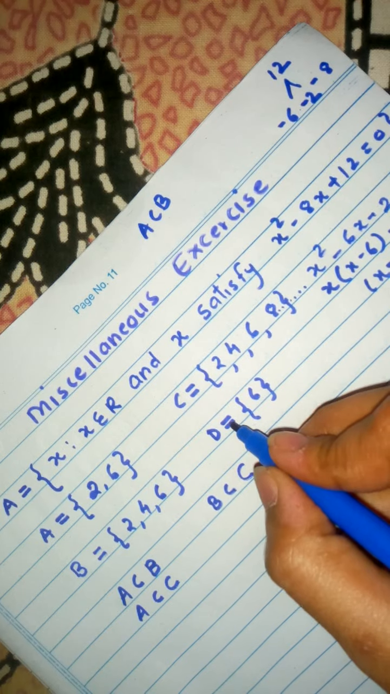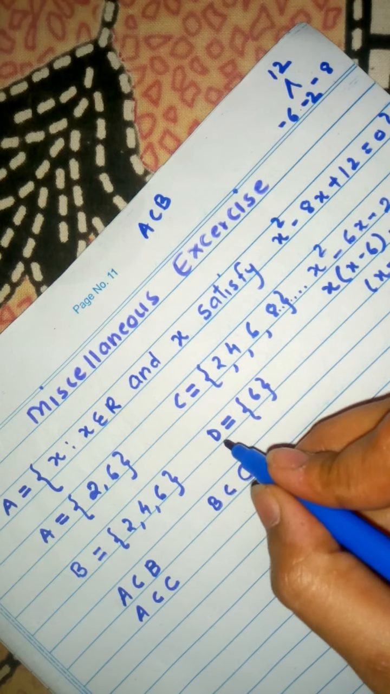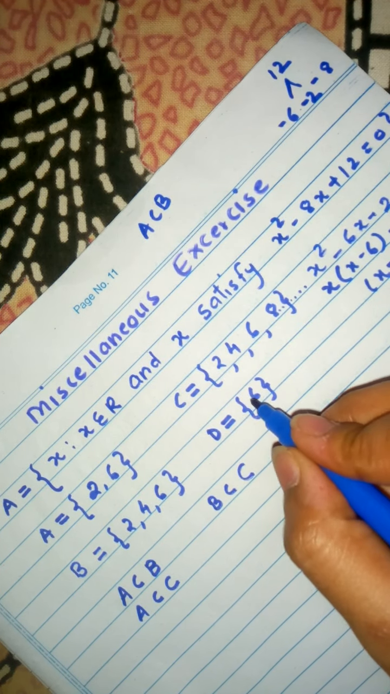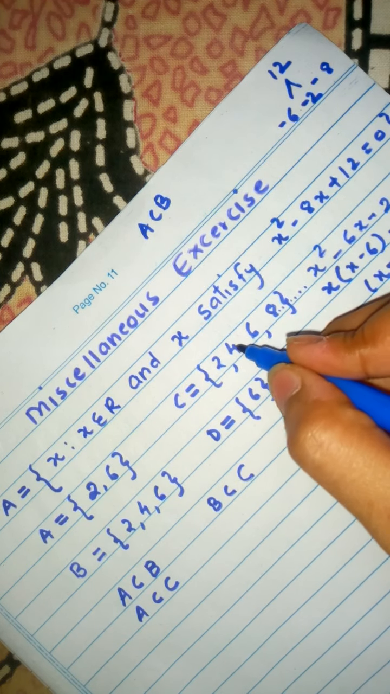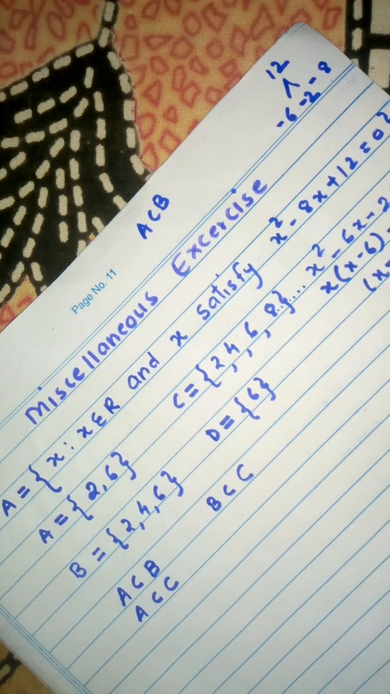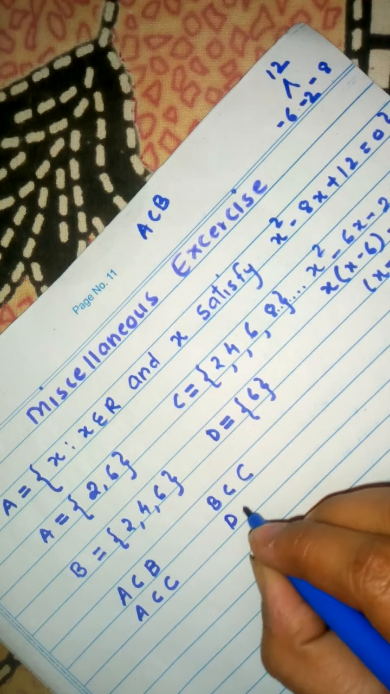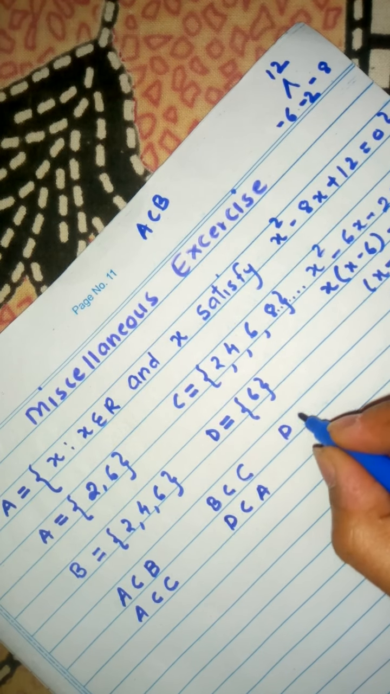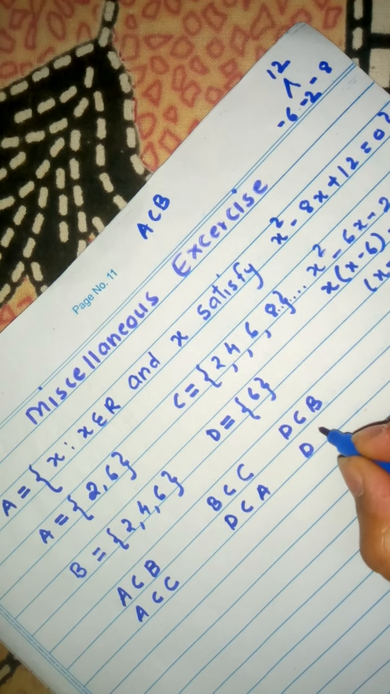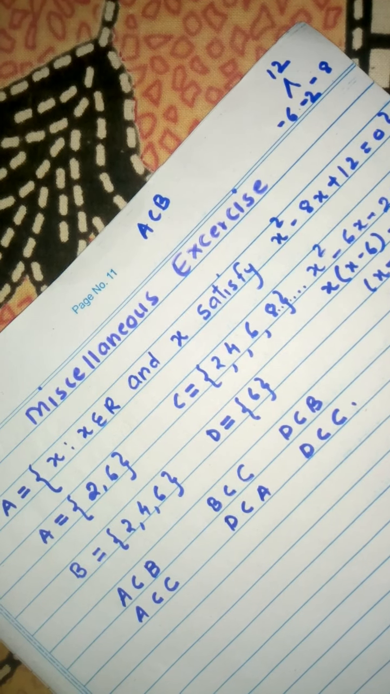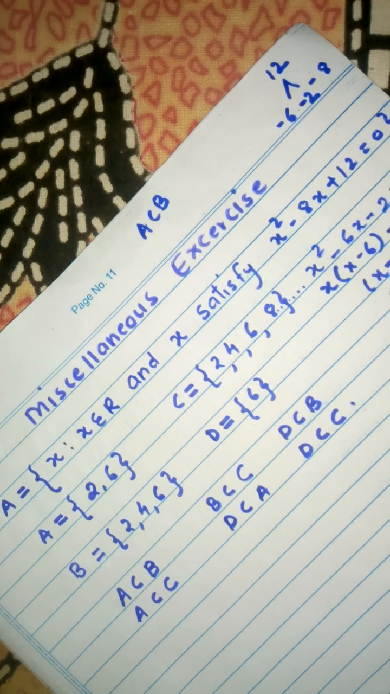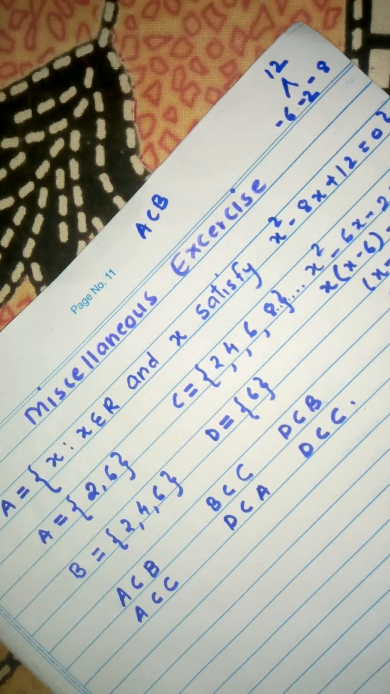Now moving to D. Here we can see that the set D has only one element, 6, and it is there in A, B and C. Therefore D is a subset of A, D is a subset of B and D is a subset of C. So this was about question number 1.